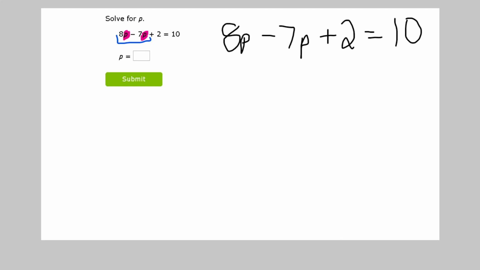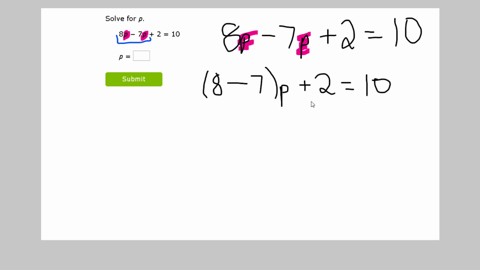Now we know 8 minus 7 is just 1, but let me kind of write that out, just like how I have been. So we have 8 minus 7 times p plus 2 is equal to 10. And then 8 minus 7 is just 1. So we have 1 times p plus 2 is equal to 10.